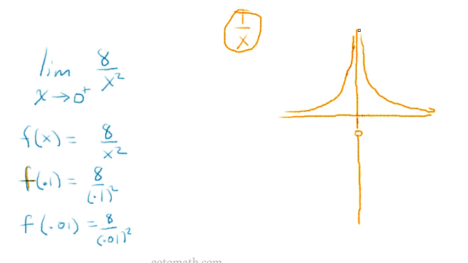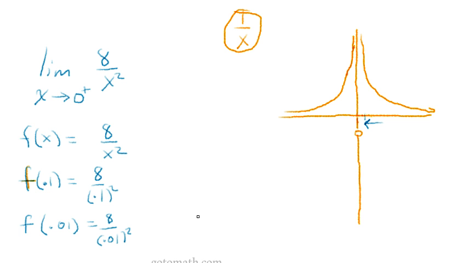You can see the vertical asymptote is the y-axis. The vertical asymptote is x equals 0. And the reason this graph is over here and not down here is that if you took a negative number and plugged it in and squared it, it's going to be positive. I think I already said that. But remember, we're talking about this limit. We're coming in from this direction here.